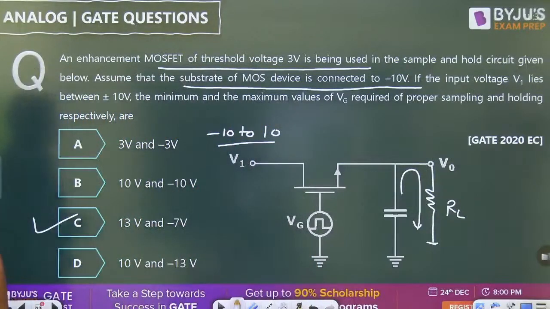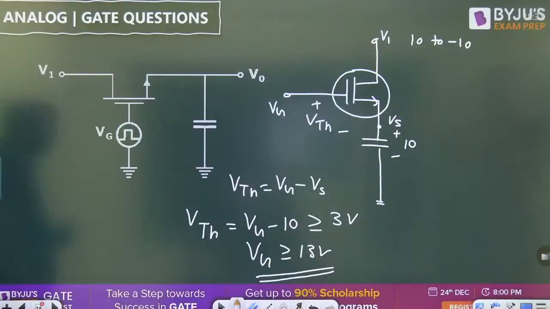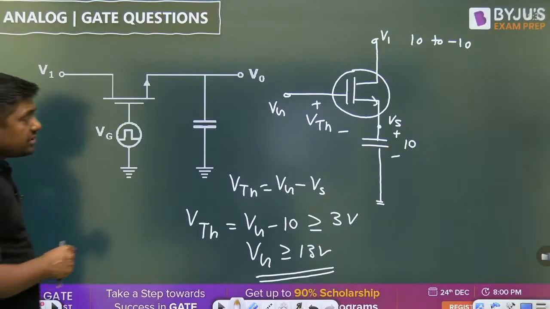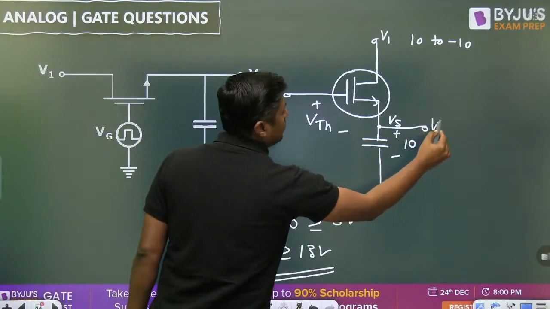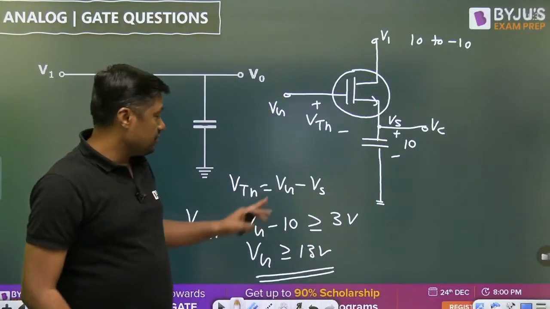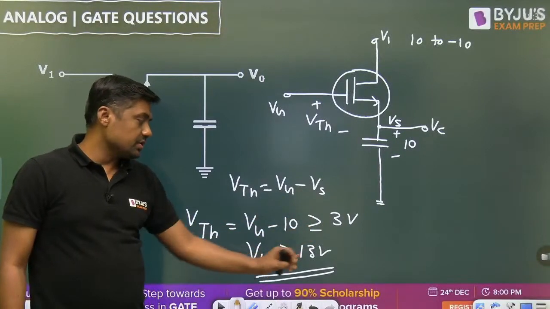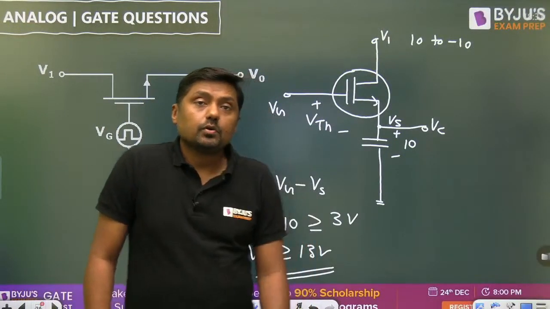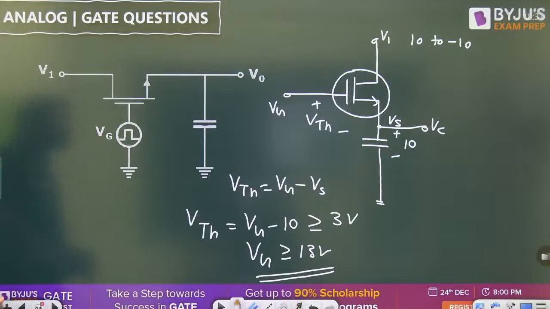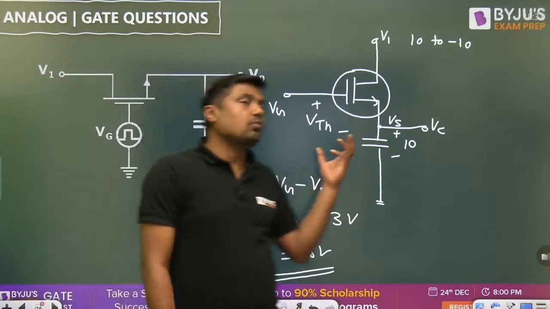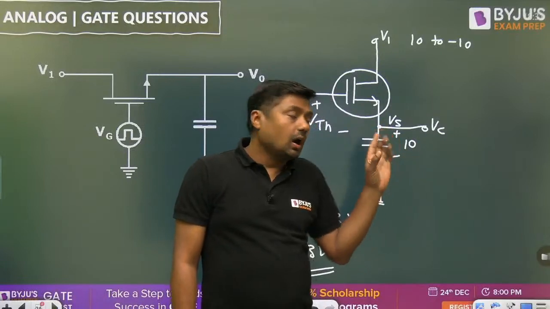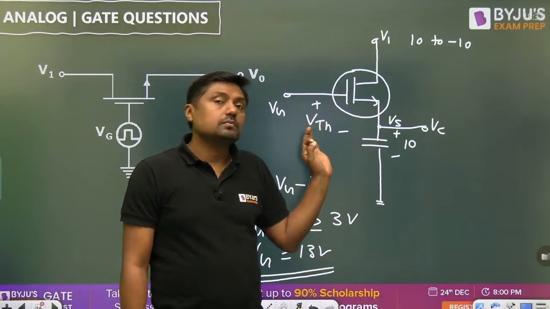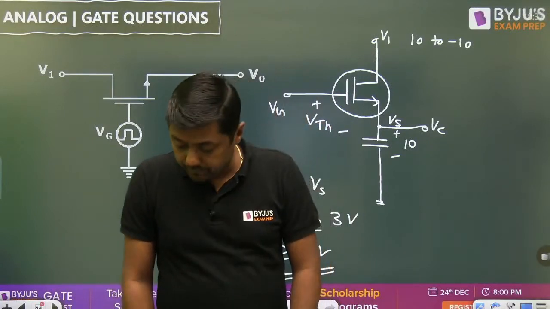No, I am not taking the Vg as plus 10. I am taking the Vs, the voltage across the capacitor. Vg minus 10 should be greater than or equal to 3, so Vg is equal to 13 volt, so that it will remain in the on position. Here, what is the minimum voltage across the capacitor? Minus 10 volt, and the maximum voltage across the capacitor is 10 volt. In both cases, the voltage between gate and source should be Vt.